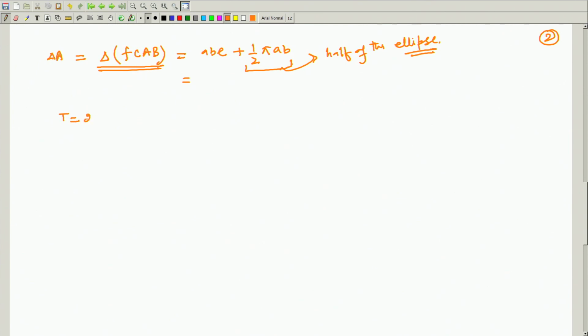Now, the time period equation we already know: T equals 2 pi times the square root of A cubed by mu. From there we have got the mean angular rate omega to be 2 pi by T, equal to the square root of mu by A cubed. This is what we have got. So, once we get this mean angular rate, we will be able to solve the problem. Also, we know that A dot, the rate of sweep of area, is nothing but h by 2. So, this information is available to us and we have to solve this problem.